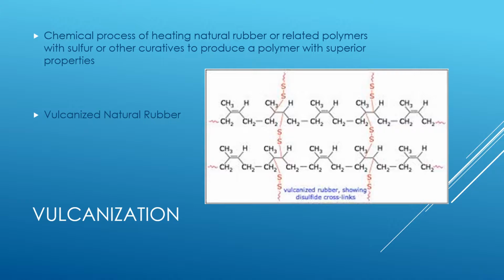Elastomers go through a process of vulcanization, which is heating the rubber or other polymers with sulfur or other curatives to produce a polymer with superior properties, such as the one on the screen, which is natural rubber or polyisoprene, same chemical structure, and you can see the sulfur bonds are cross-linking the polymer chains.